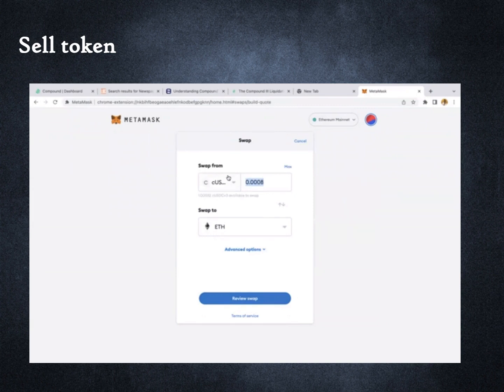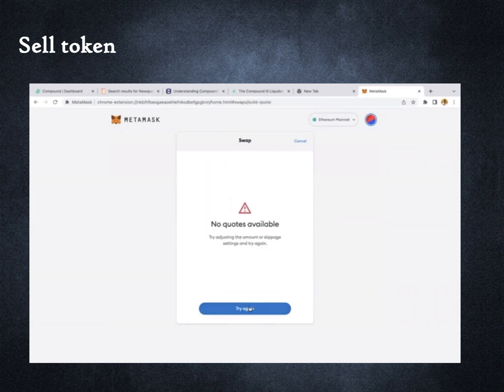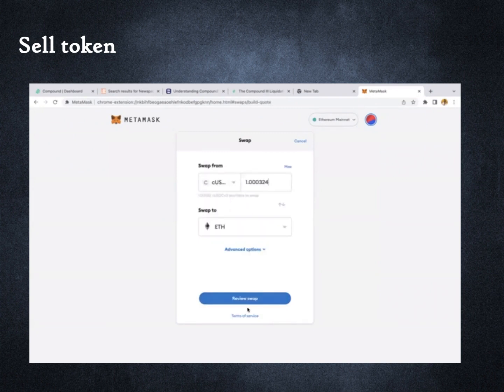I hit on the max icon so that my entire token balance can be swapped. Again, I don't get a quote. I can try to swap with a different token and perhaps that will work. But at this point, we can conclude that the CUSDC token is not very easy to trade. However, remember that we can always withdraw the C token and get back the interest capitalized value of the token in USDC. In fact, this is precisely what we will do next.